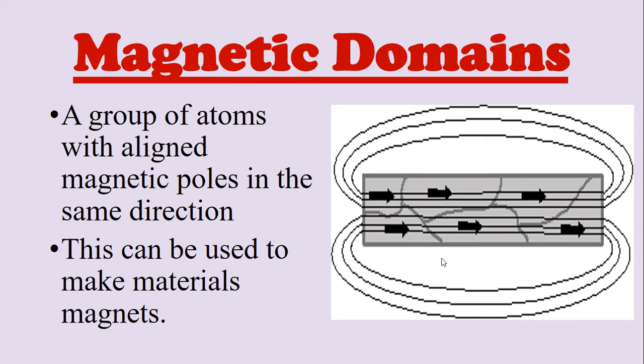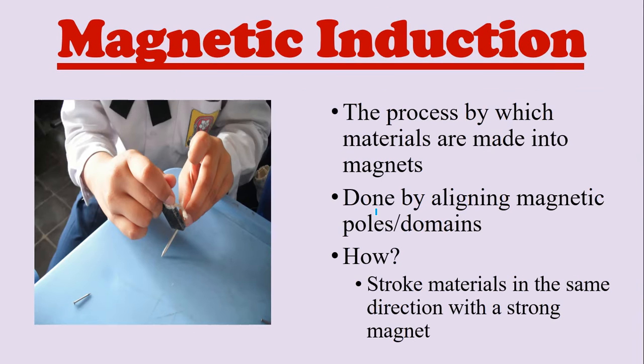Now, magnetic domains are really important. A magnetic domain is a group of atoms with magnetic poles aligned in the same direction, all the north poles pointing one way and all the south poles pointing another way. This is part of the way you can make materials into what we call temporary magnets, through a process called magnetic induction. It's done by aligning the magnetic poles or domains. So this is how it happens.